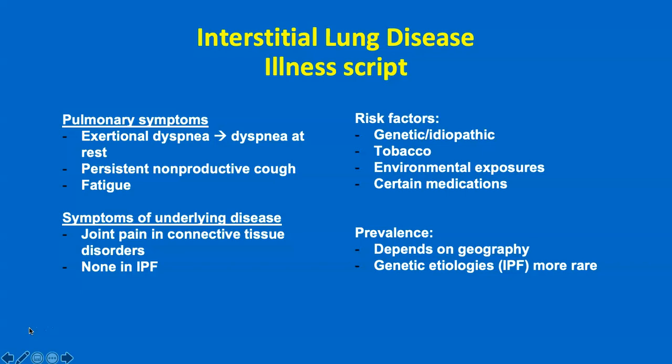Some of the risk factors, it's broad. You can have genetic or idiopathic causes. Tobacco can exacerbate these conditions, and you want to look out for all sorts of environmental exposures and medications that you learned about in your pulmonology unit. And the prevalence really depends a lot on geography. The genetic etiologies are relatively rare. Yeah, certainly in the hospital, these patients will often come in with some previous diagnosis of IPF, and they often will come into the hospital with some type of exacerbation. So infectious etiologies are also, once again, going to be very common in these patients.